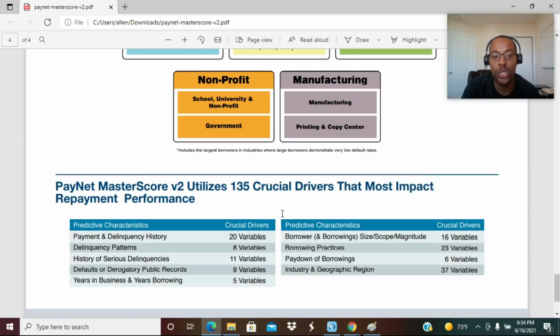Now, PayNet MasterScore uses 135 crucial drivers that most impact repayment performance. Now, some of those characteristics include payment and delinquency history. You have delinquency patterns. You have a history of serious delinquencies, years in business and years borrowing, defaults and derogatory public records, borrower size, scope, and magnitude, pay down of borrowings, industry and geographic region. So overall, these are predictive characteristics that go into the MasterScore version 2 algorithm to be able to predict the likeliness of default.